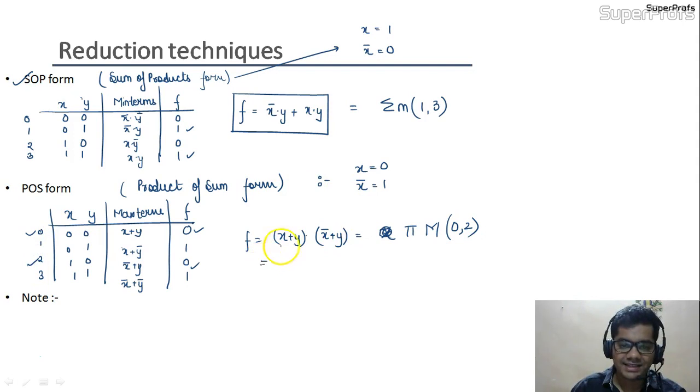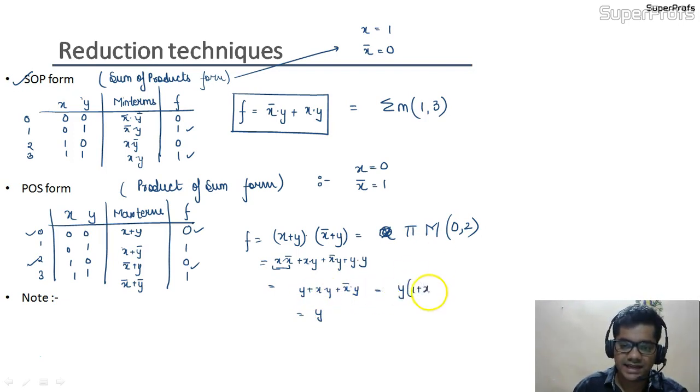If we simplify this function, it would be x dot x bar, x dot y, x bar dot y plus y dot y. This term would become 0, and this would be y plus x dot y plus x bar dot y. So it would be y, because when we take y common, 1 plus x bar, the answer would be y. And if we simplify this expression also, taking y common, it would be x plus x bar, so it would again become y.